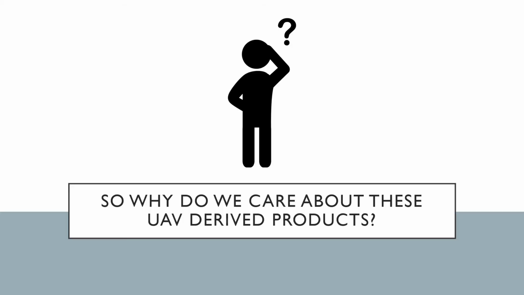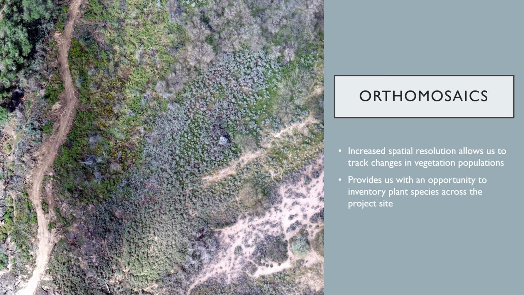So we have point clouds, we have orthomosaics, and we have our digital elevation models. But why do we really care about them? So again, orthomosaics are an accurate representation of Earth's surface. This is a screenshot that I took out of our most recent orthomosaic. You can see it's very spatially accurate. We have great resolution. So that increase in spatial resolution allows us to track vegetation populations across the site.